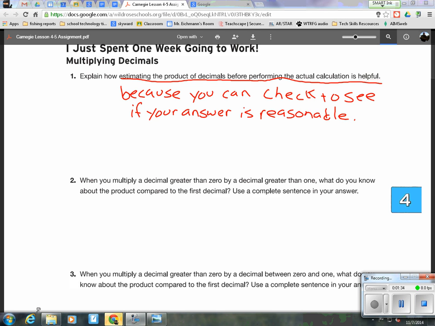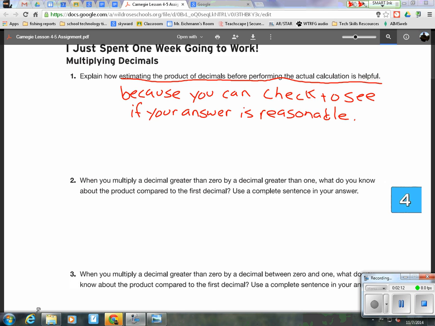Your next question says, when you multiply a decimal greater than 0 by a decimal greater than 1, what do you know about the product compared to the first decimal? I know that you guys don't get it, so let's just actually perform the operation. It says when you multiply a decimal greater than 0.